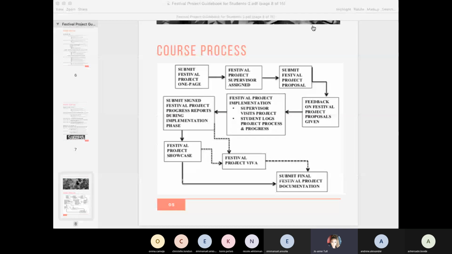Isn't that festival and celebratory like? Would that not reflect a festival project? Yeah, it would. Right. Yeah, that was along the lines I was thinking.